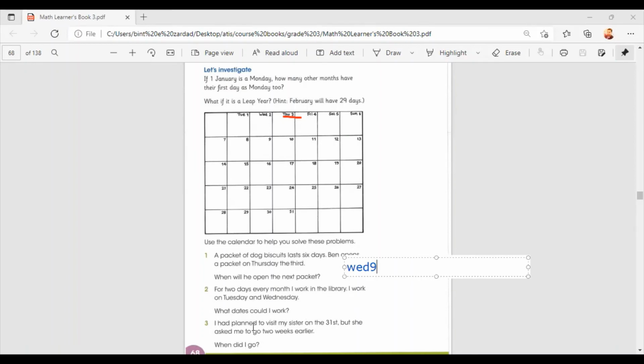Question number 3. I had planned to visit my sister on the 31st, which is Thursday the 31st. But she asked me to go 2 weeks earlier. So just move 2 weeks earlier: 1 week and 2 weeks. It means the 17th. So I can go on the 17th. Which day? Yeah, Thursday, the 17th.